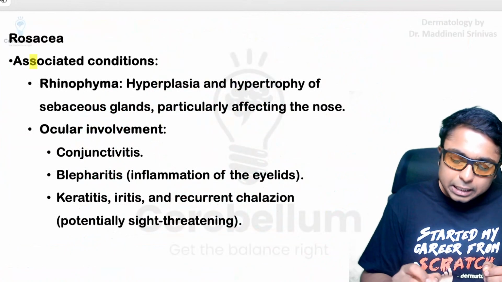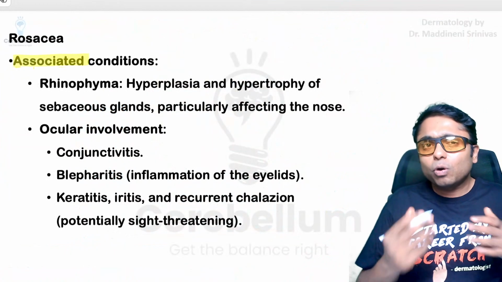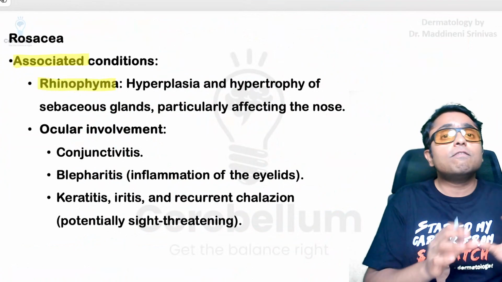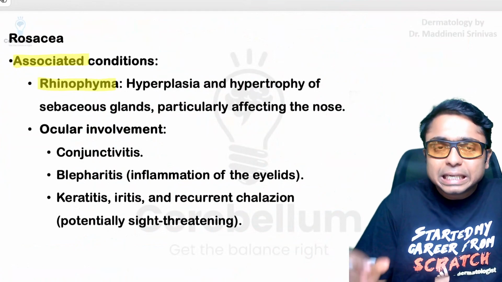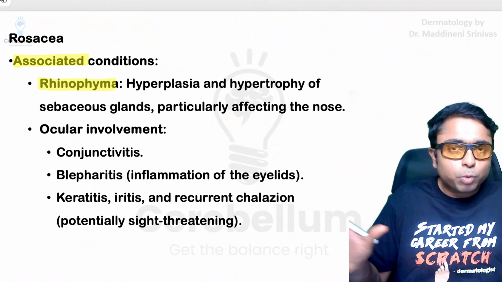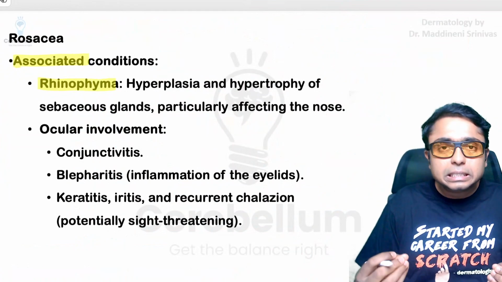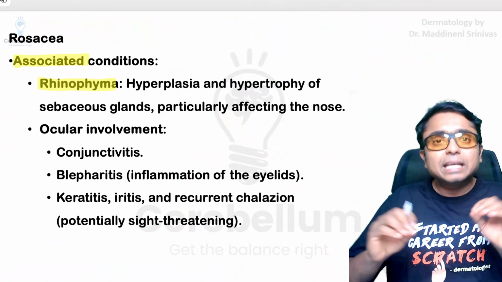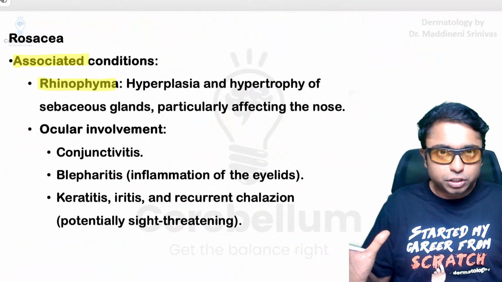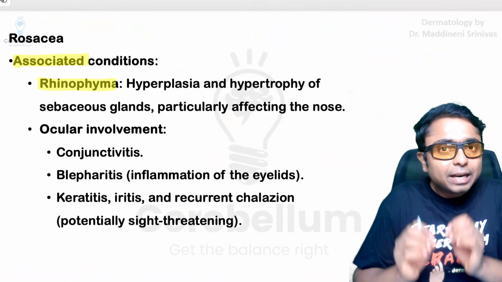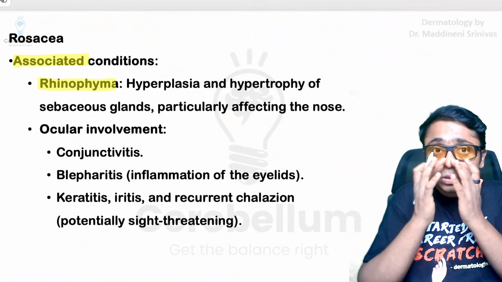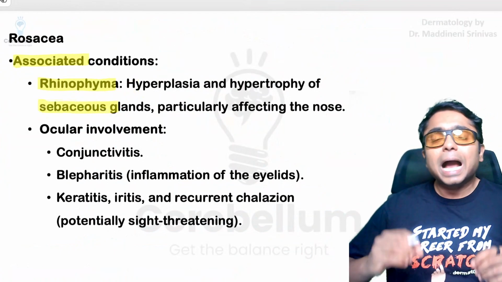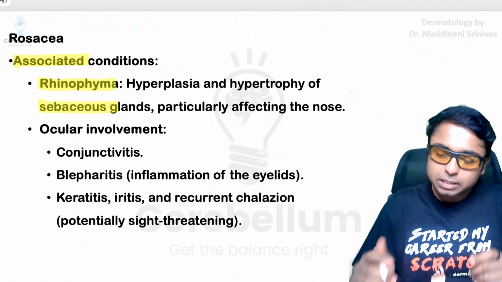So what are the associations? What are the important terms which you need to remember related to rosacea? Rhinophyma. So phyma is just a broad term which will help you to understand. Remember that skin is going to become thickened and the skin will show irregular surface changes. So if the irregular surface is present over the nose, we call it rhinophyma. Basically here there is going to be hypertrophy and hyperplasia of the sebaceous glands.